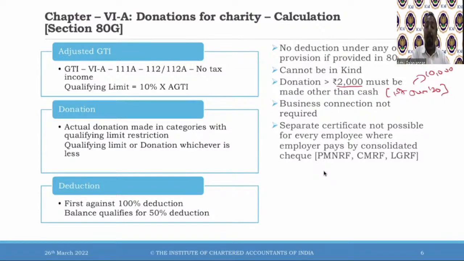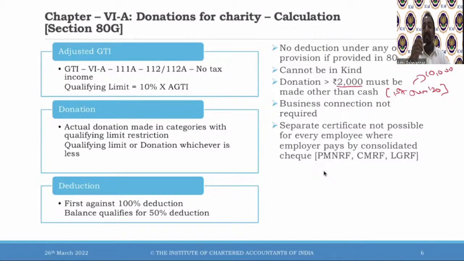And then a business connection is not required. Probably if you are doing a business, should you donate only what is related to your business, the activity related to your business, or it's okay? So the provision says it is irrelevant. Whatever business you do, you can promote anything. So you can donate for any other cause, need not be related to your business.